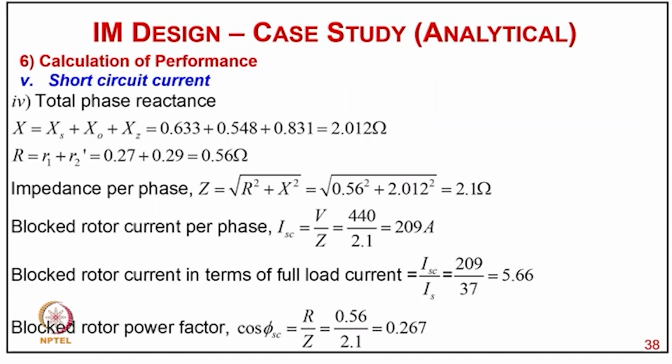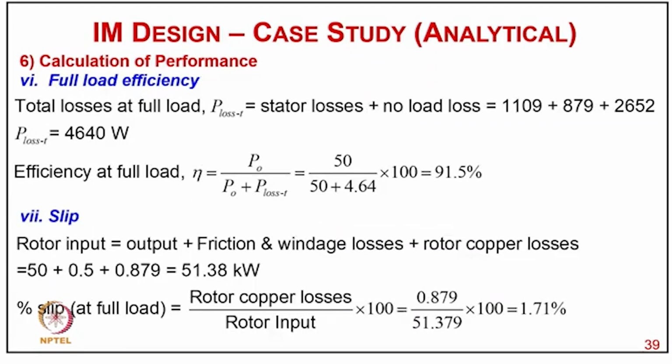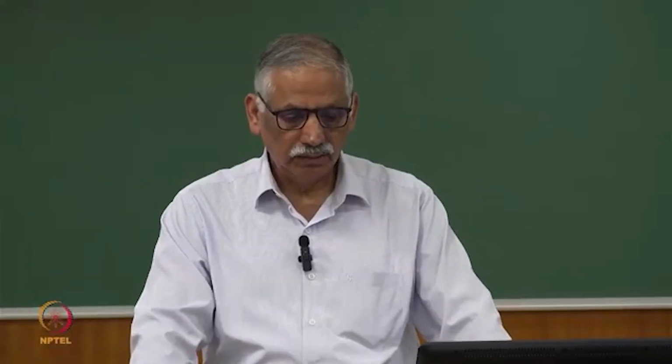So per phase voltage 440 divided by this impedance 2.1, it comes 209 ampere. Blocked rotor current in terms of load current, Isc upon Is, it comes 209 upon 30, 5.66, which is normally between 5 to 7 per unit. It's only 5.66 per unit. Blocked rotor power factor is Isc upon R upon Z, so it comes 0.267, which is certainly higher than no load power factor.